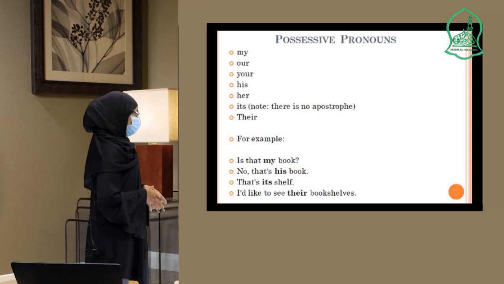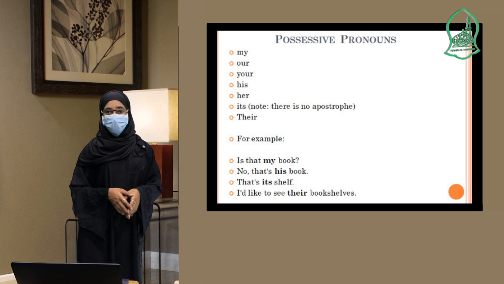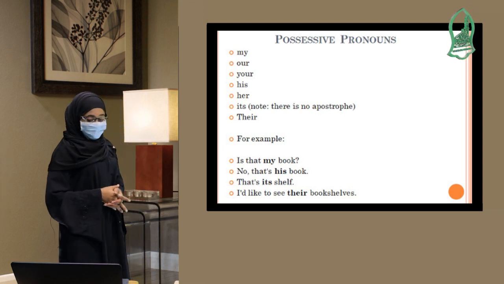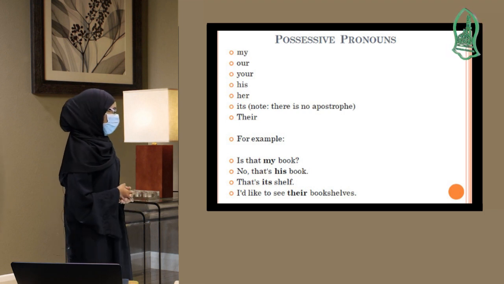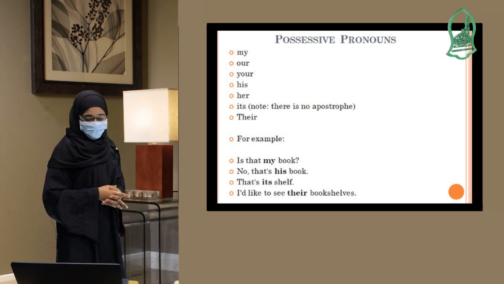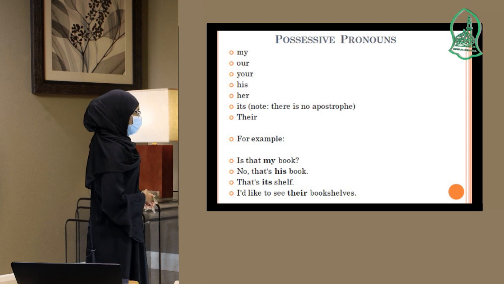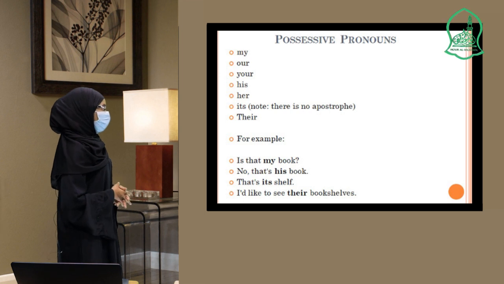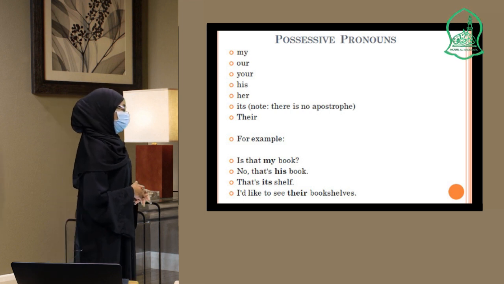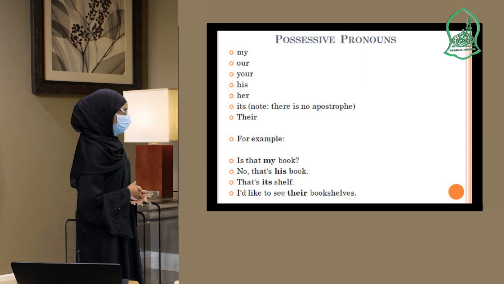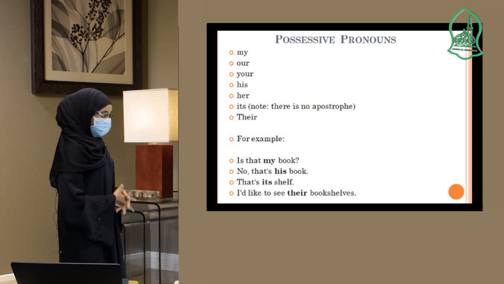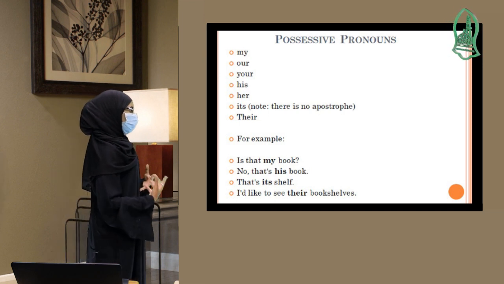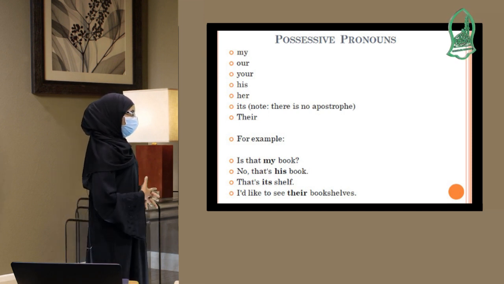When we are talking about something that belongs to a girl or a woman, we use the possessive pronoun her. And then we have its. Look at the bracket there: its has to be without an apostrophe. Apostrophe shows something else. So it's its, but without an apostrophe. It also shows possession of something for an animal or a thing. And then we have their. Their is also talking about ownership. They own something, but in a group, not only one.